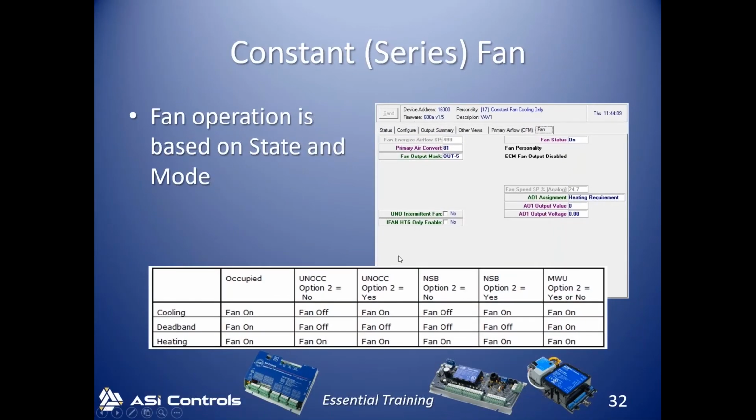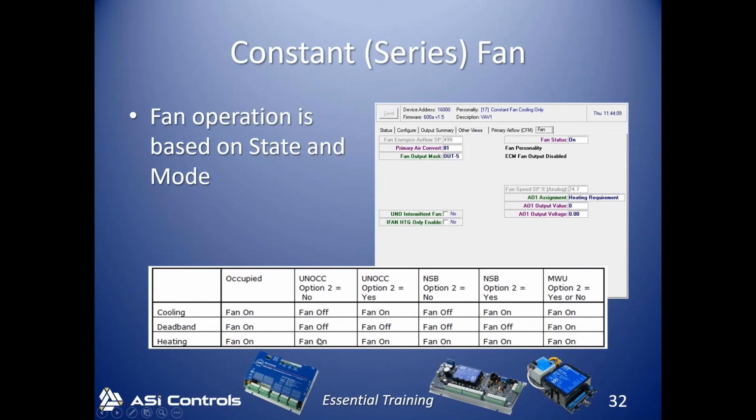Constant fan is a little different. It still looks at state and mode, but it doesn't care about that fan energized airflow set point. So the fan's always on in heating. The fan is off in deadband except for occupied and morning warm up. And then there's actually a choice for cooling.